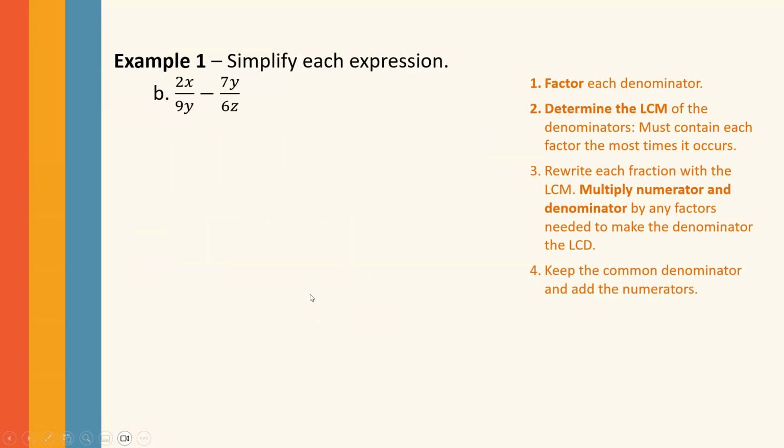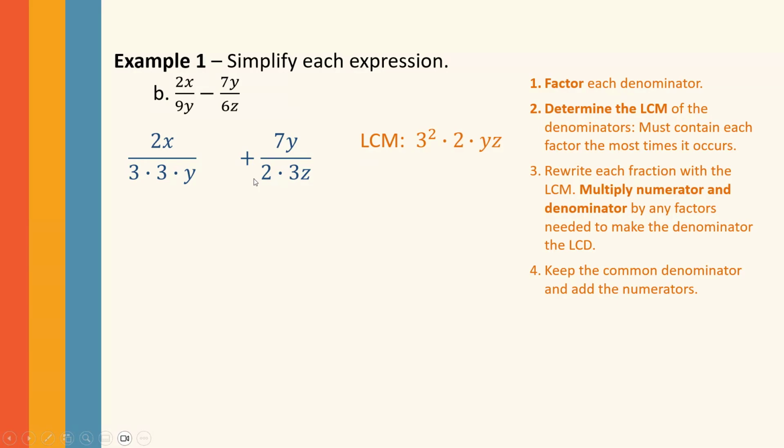For part B, first we will factor each denominator. So 9 is 3 times 3. 6 is 2 times 3, and then we will determine our least common denominator. So there's 2 factors of 3 in this denominator and 1 factor of 3. So you need it the most times, which is 2, so 3 squared. And then we've got 1 factor of 2, and a factor of y, and a factor of z.